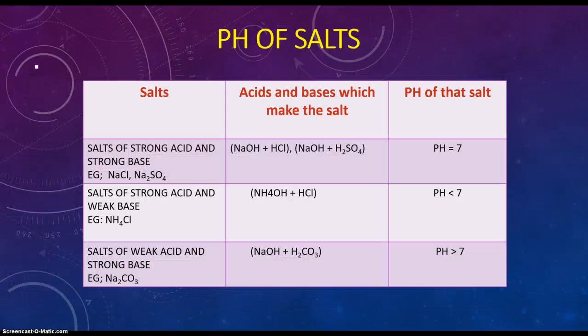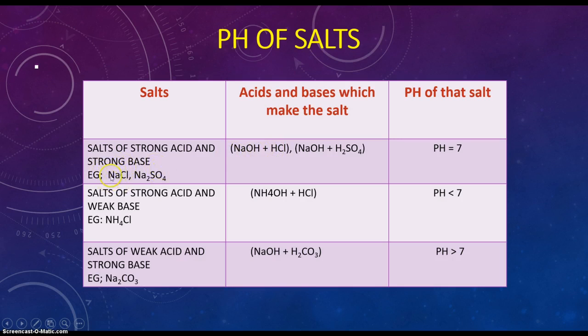Now we will discuss some salts and their solutions, and study what the pH of the solution is. Suppose I take a salt like NaCl and Na2SO4. NaCl is called sodium chloride, Na2SO4 is called sodium sulfate. Sodium chloride is a salt produced by the combination of two substances: one is HCl, hydrochloric acid, and another is sodium hydroxide. If we combine these two substances, we get NaCl, right?